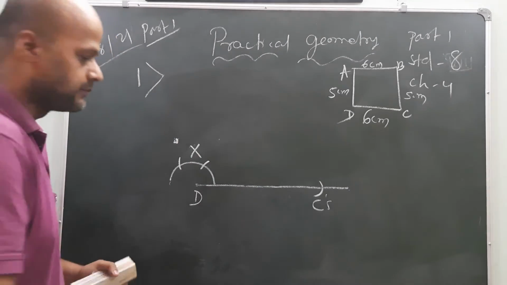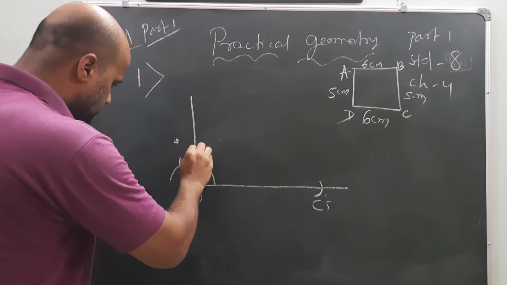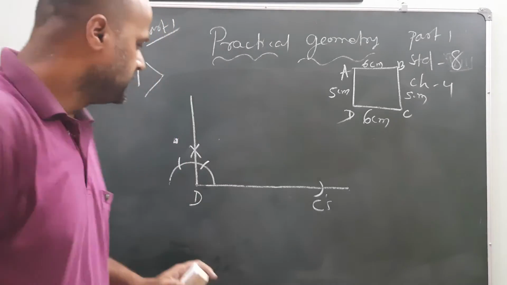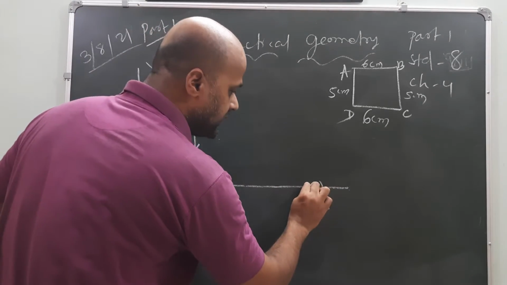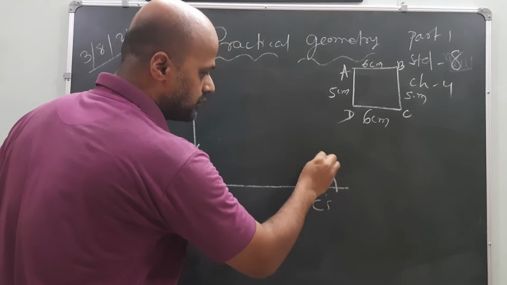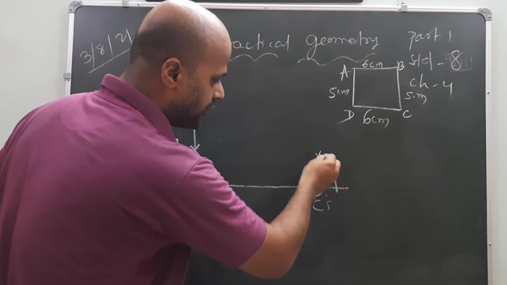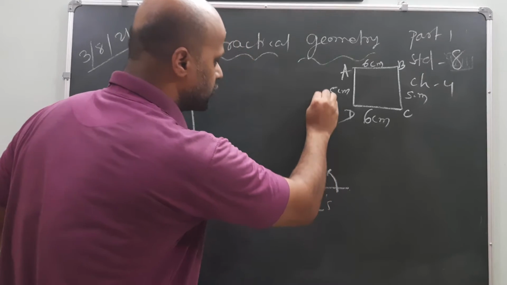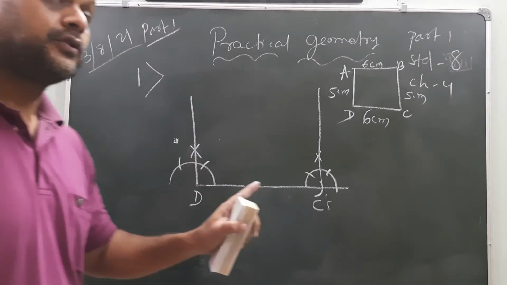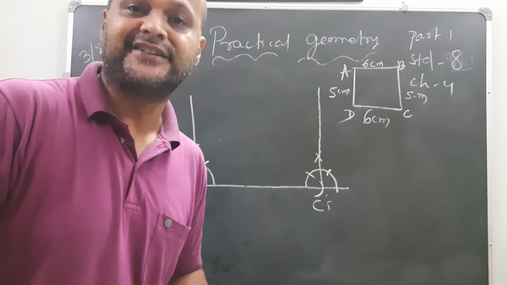You know it in a better manner, and with the help of scale you have to draw a perpendicular line to DC. Okay, the same 90 degree you have to draw here also. At point C, 60, 120 degree and 90 degree, and from this point to this point you have to join and draw the perpendicular line.